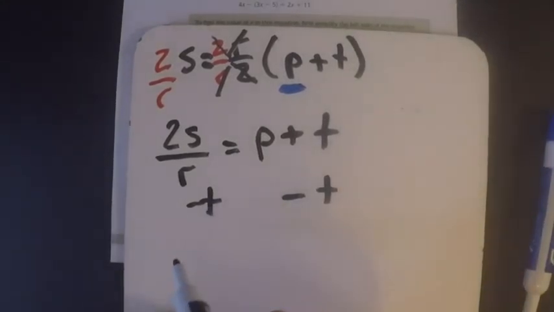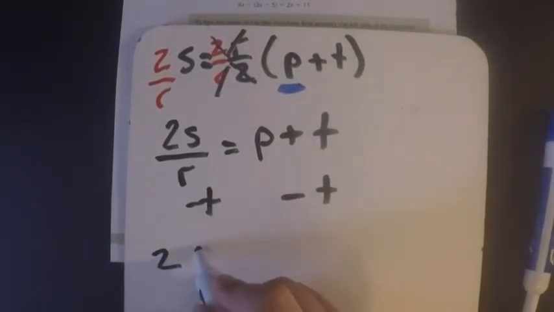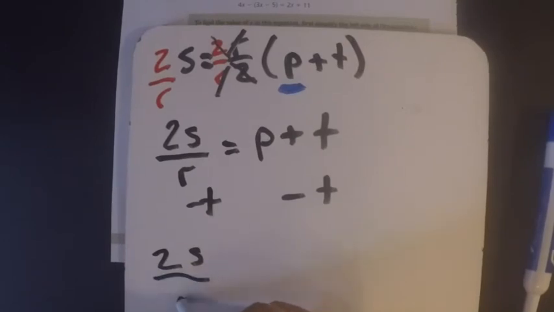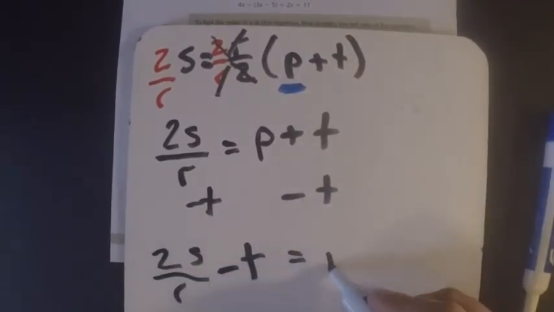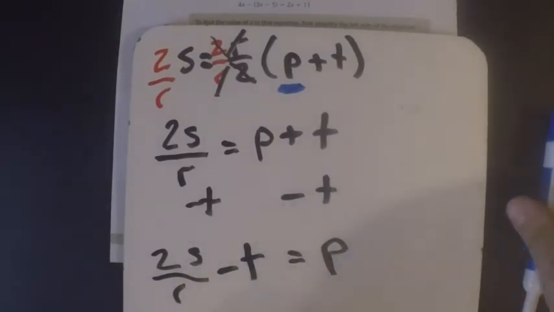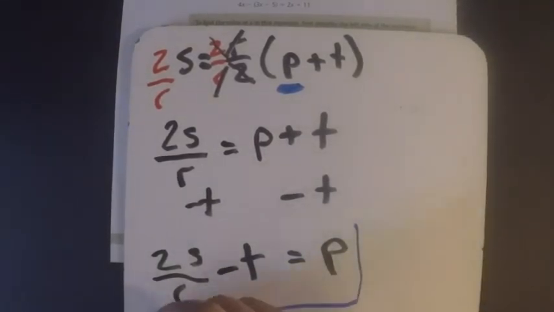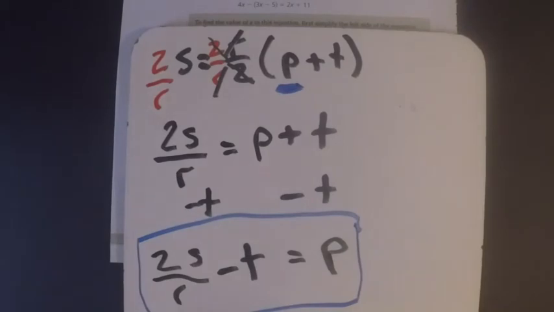Now here, we're just going to rewrite this as 2s over r minus t equals p. So we've gone through, we've isolated p, so it's all by itself. And if we take a look, that is the answer there. It's not pretty, but it is solved for p there.